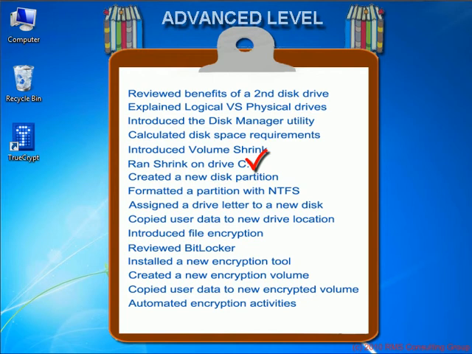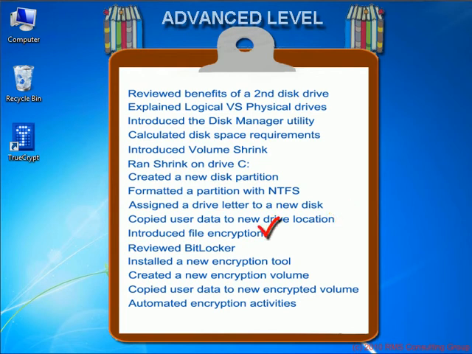We went ahead and ran shrink on drive C to free up space for our new D drive. Then we created a new partition in that freed up space. Then we formatted that partition with NTFS. We assigned it a drive letter D. Then we copied John's data from C data to D data.